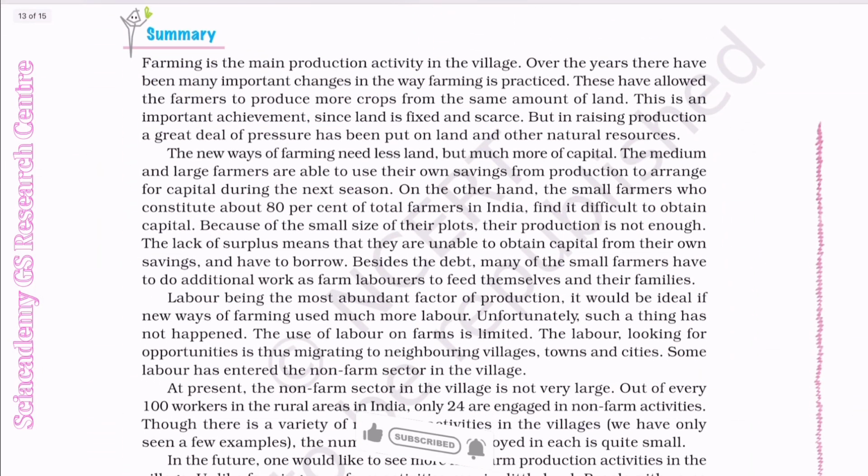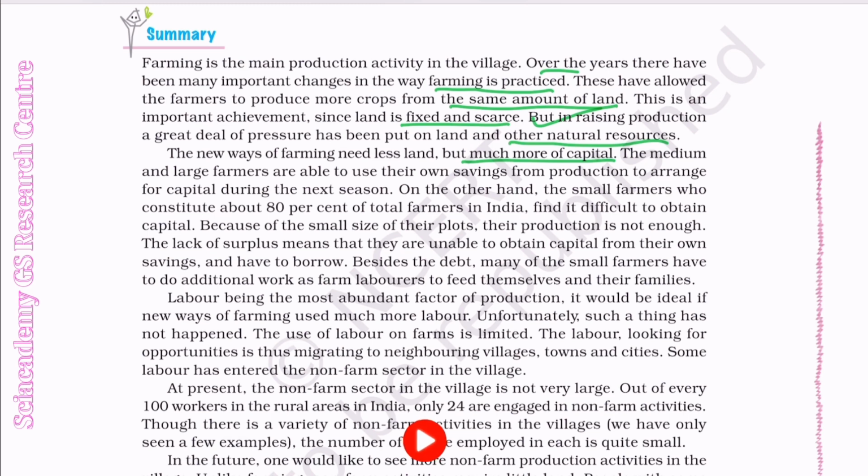Summary of the chapter. Farming is the main production activity in the village. Over the years, there have been many important changes in the way farming is practiced. These have allowed the farmers to produce more crops from the same amount of land. This is an important achievement since land is fixed and scarce. But in raising production, a great deal of pressure has been put on land and other natural resources. The new ways of farming need less land but much more capital.